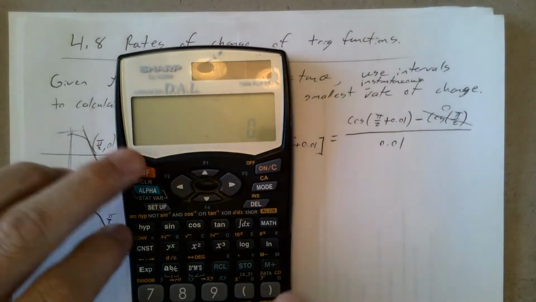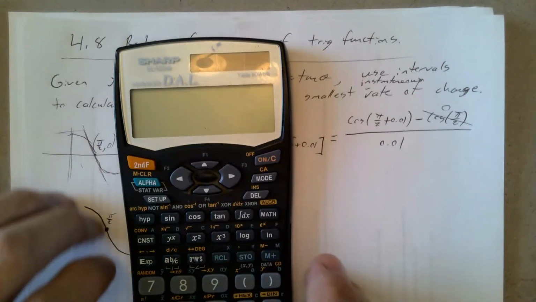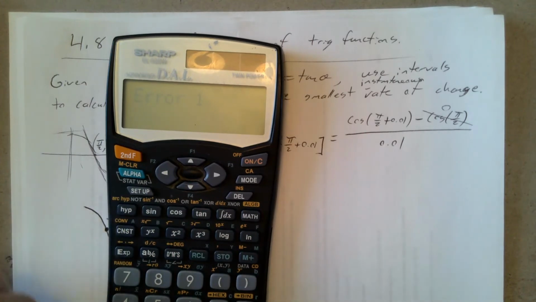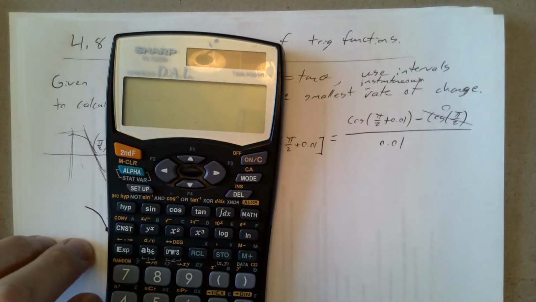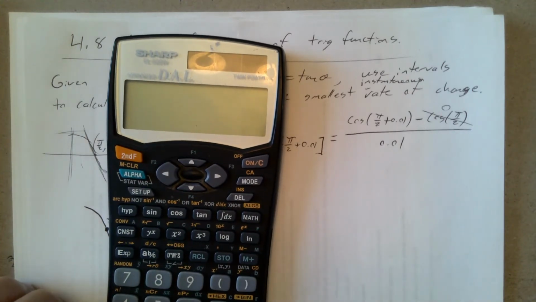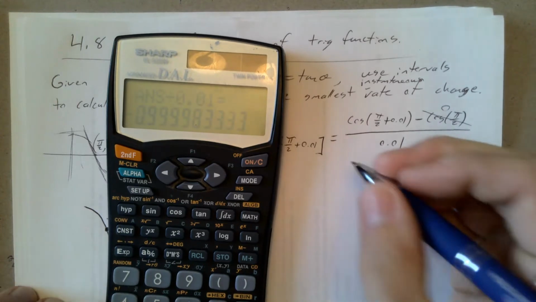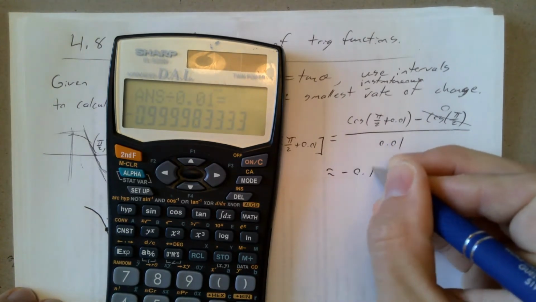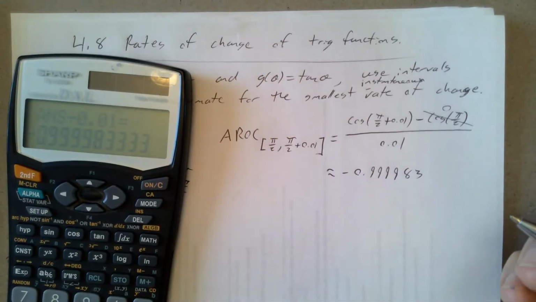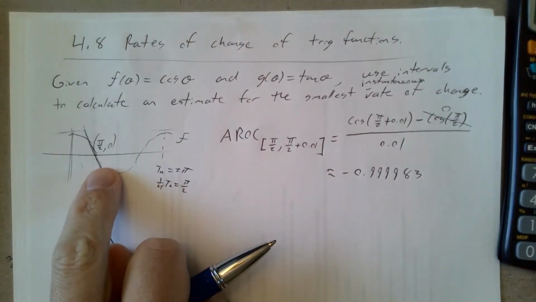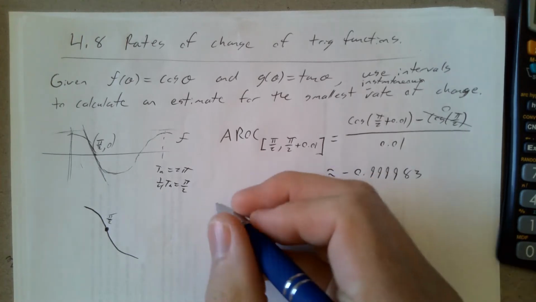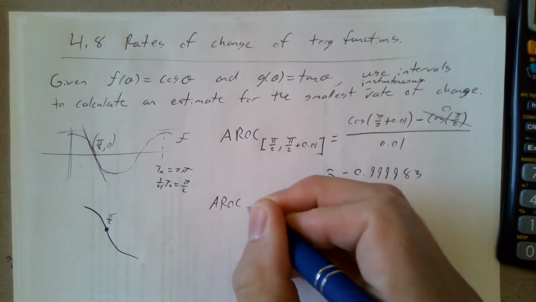Let's try in radian mode. We'll talk about what happens in degree mode in a sec. Cosine of bracket pi by 2 plus 0.01, error. Cosine of pi by 2 plus 0.01, and divide that by 0.01. And we get about negative 0.999983. If we've seen the rate of change of the sine curve already, then maybe we're not surprised what this number is pretty close to. Still, we haven't shown convergence, so let's make this interval much smaller.